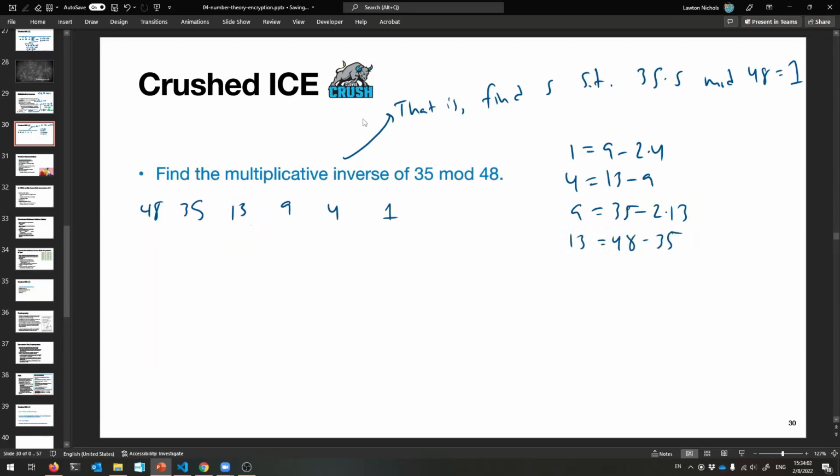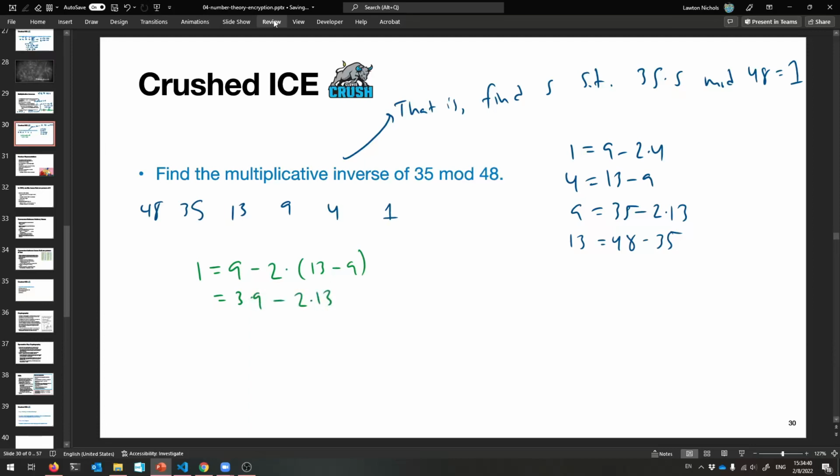All right, so now's the hard part. We have to plug everything in. So let's express 1 in terms of these now. So let's replace the 4 first. All right, so 1 equals 9 minus 2 times, okay, what was 4? It was 13 minus 9. All right, so how many 9s is that? That's, let's see, 1, and then positive 2 more, so that is 3 9s minus 2 13s.